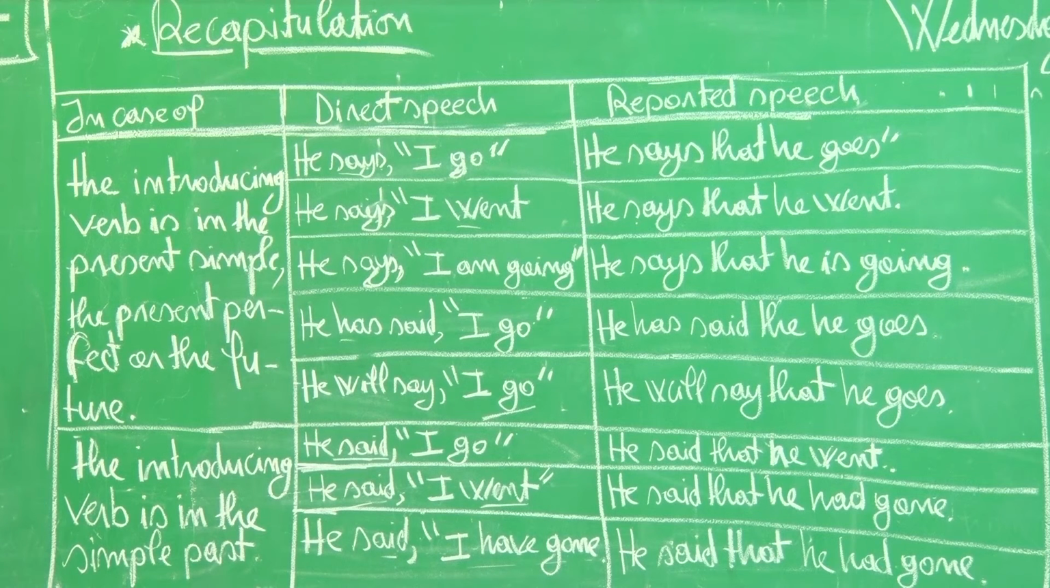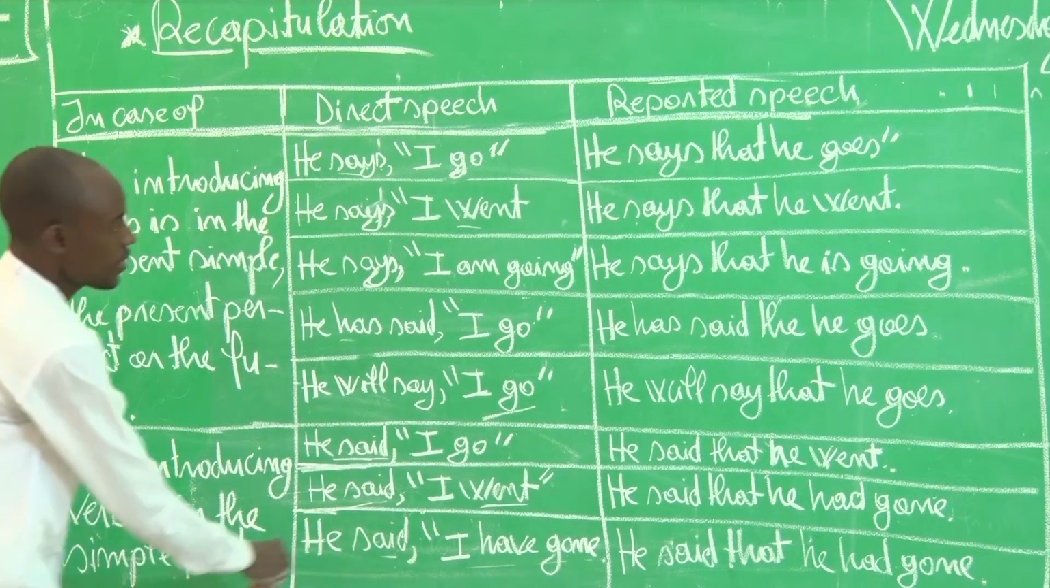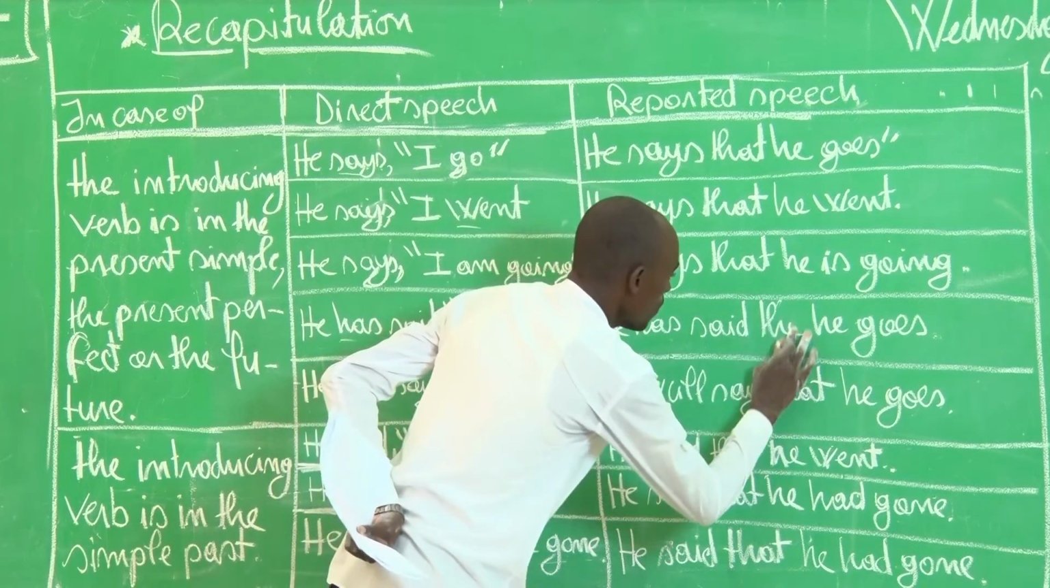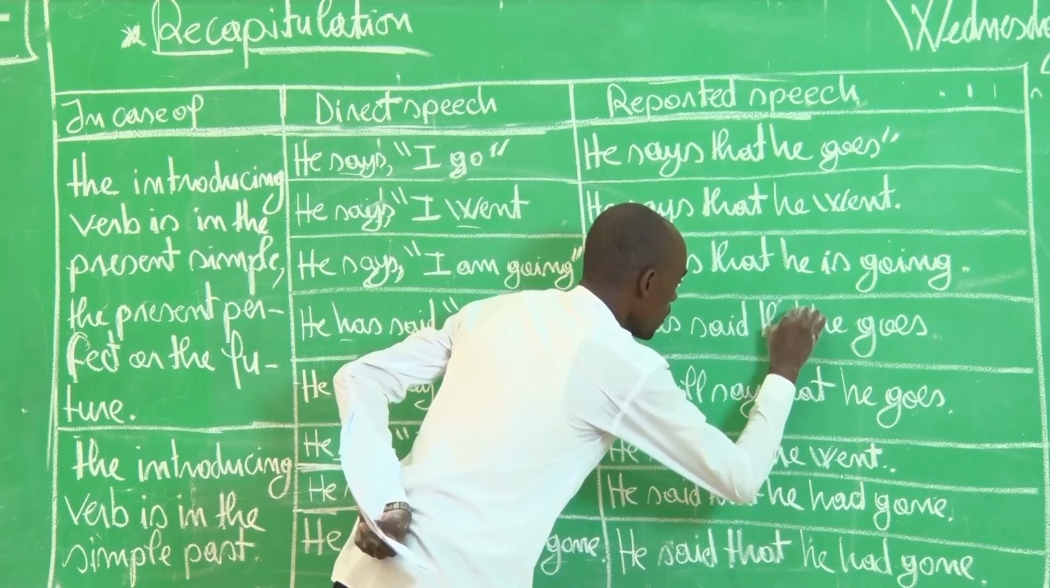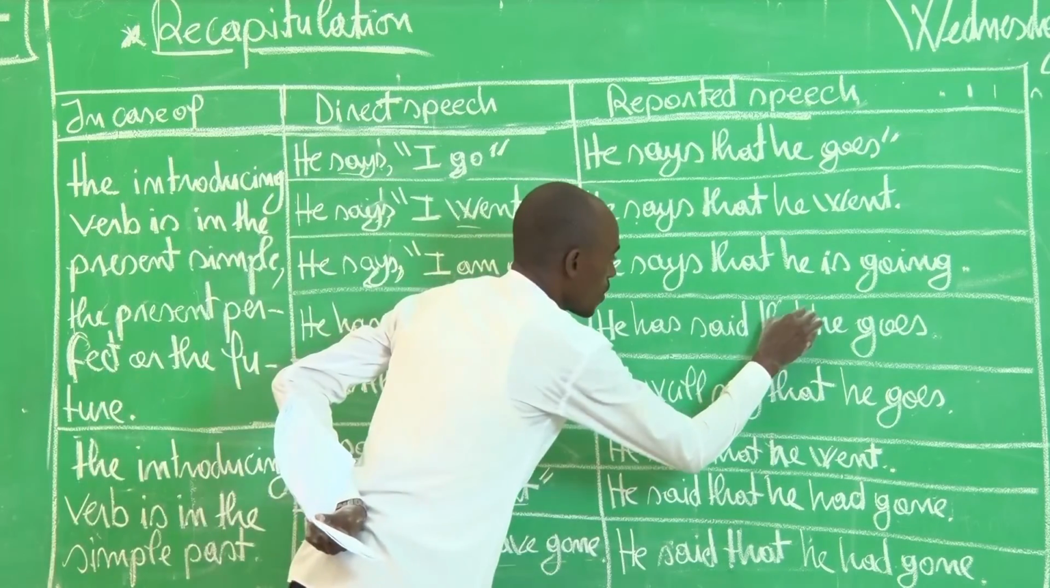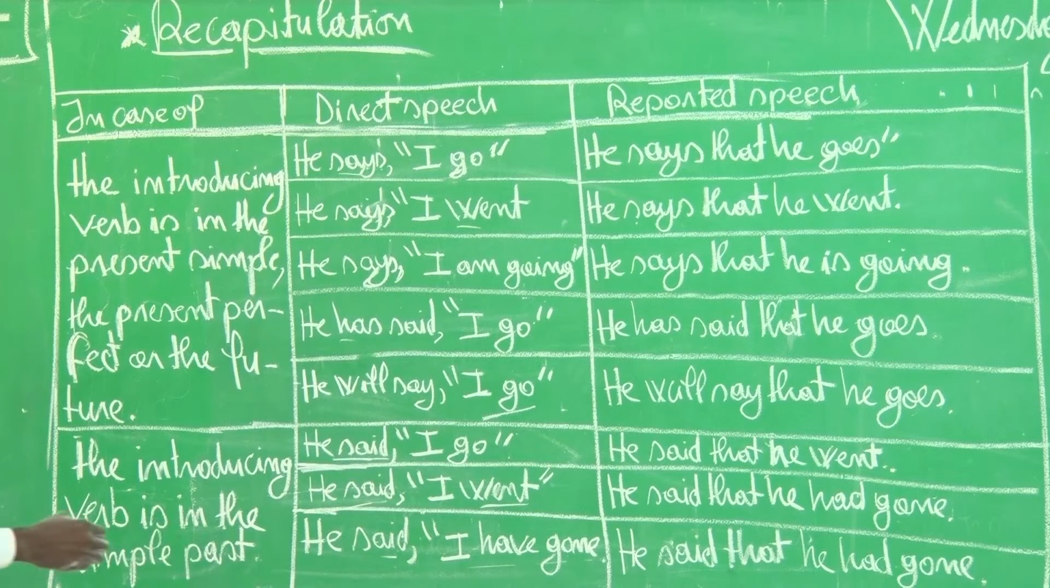Okay, we have, he says, I go. He said that he goes. He says, I went. He said that he went. He says, I am going. He says that he is going. He has said, I go. Yes, he has said that he goes. He will say, I go. He will say that he goes.